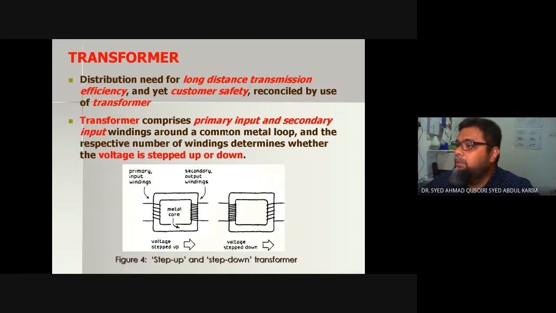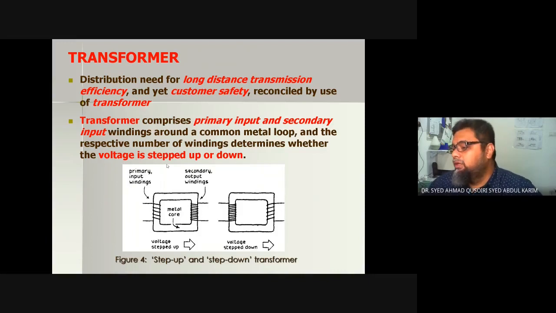Next is the transformer. Transformer is a unique feature of AC. It allows for the distribution of AC over long distances efficiently. Okay. So it has a primary input and a secondary output. Boleh tak apa? Okay, around a common metal loop and the respective number of windings.